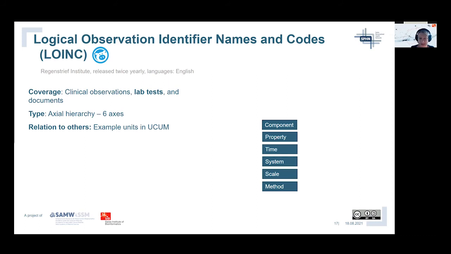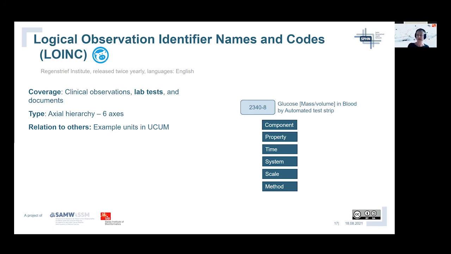Here you can see the 6 axes: component, property, time, system, scale, method. What is it exactly? Let's make an example. We have a LOINC code here of 2340-8. The 8 is a so-called check digit, but each LOINC code has 3 to 7, maximum 7 characters at the moment. It might be extended in the future as LOINC is still growing. And what does it mean? It's glucose mass per volume in blood by automated test strip.